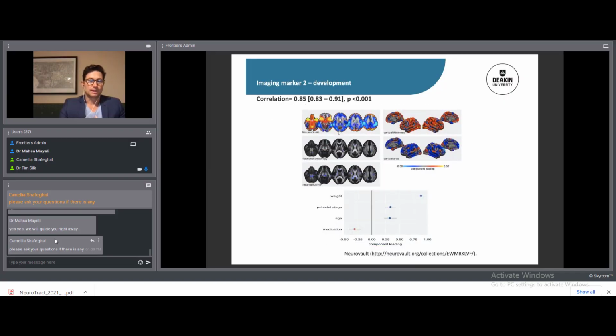This next marker we defined as development. So this is anything that's independent of head size again. And we can see here now we've got different patterns of both increases and decreases of volume, white matter diffusion, as well as cortical thickness and surface area. This particular pattern of increases and decreases was associated mostly with their weight, pubertal status, and age, as well as you're more likely, less likely to be on medication.